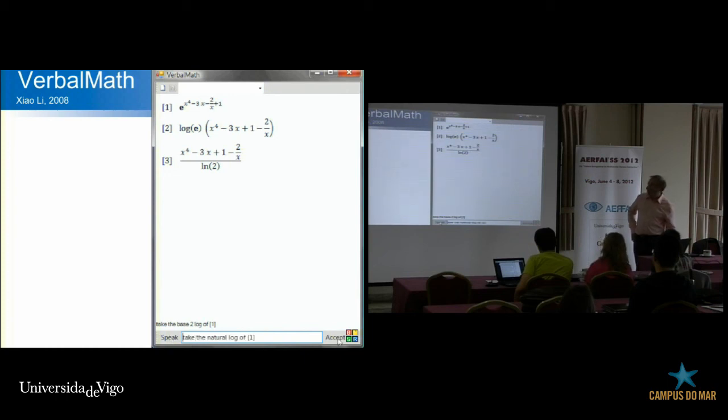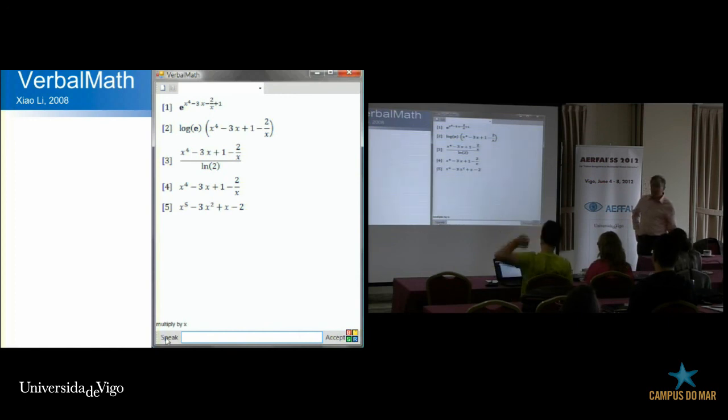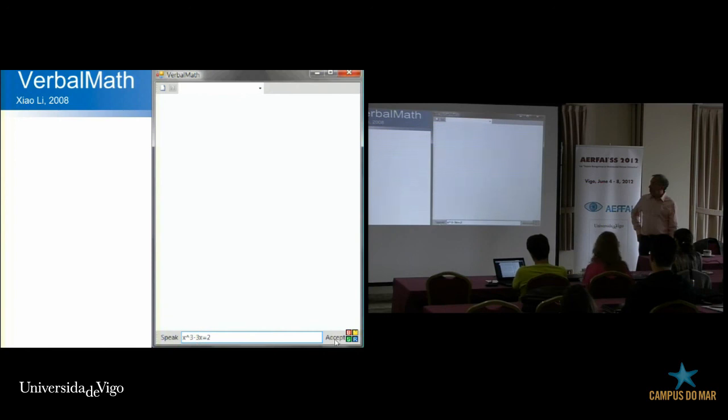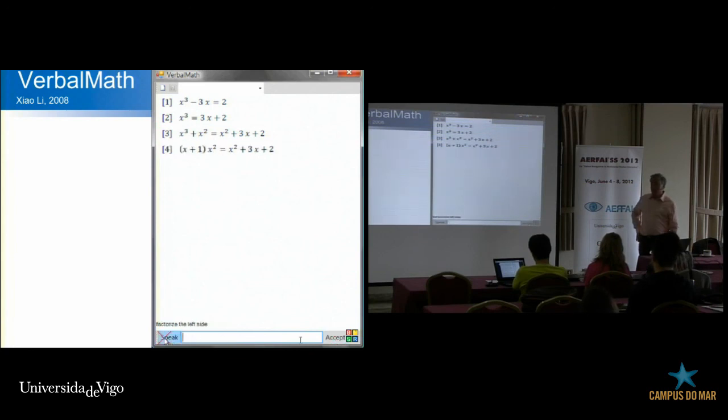Or you can speak. Multiply by x. Raised to the power of 5. X cubed minus 3x equals 2. Move 3x to the right side of equation 1. Add x squared to both sides of equation 2. Factorize the left side. Factorize the right side.